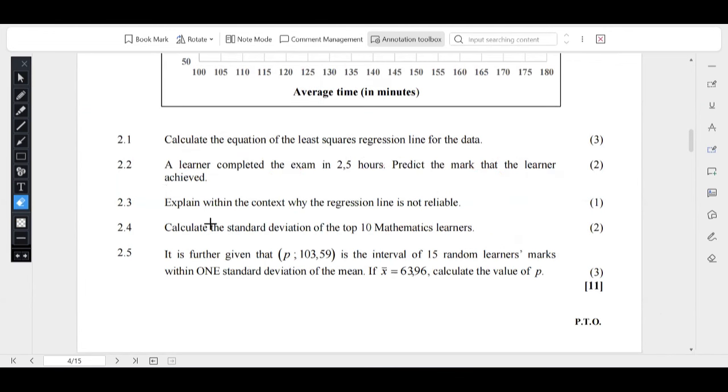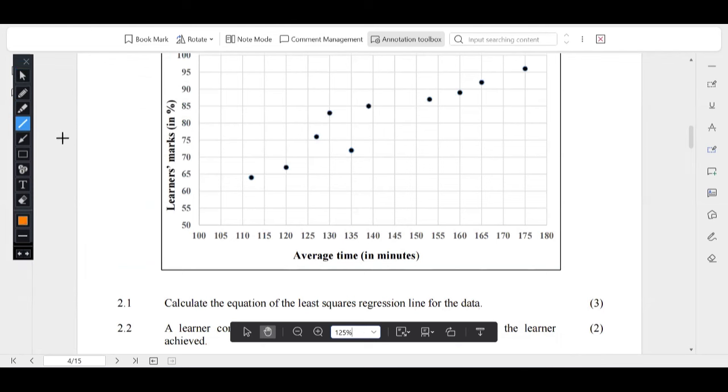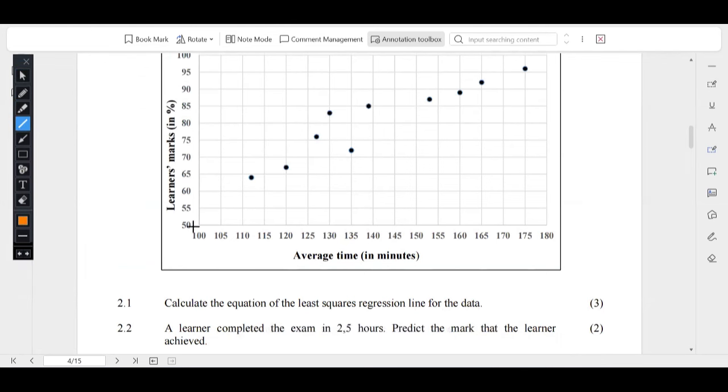So the reason why it is not reliable, mainly we comment this based on the y-intercept. Now, if I had to draw a line of best fit, remember my y-intercept again, let me start by writing the equation. It's y is equal to 0.49x plus 12.41. Remember the 12.41 here is actually a y-intercept. Now, the y-intercept is found when x is 0. But in context to this, this means that a learner that did not even start writing the exam will get 12.41 as their mark.